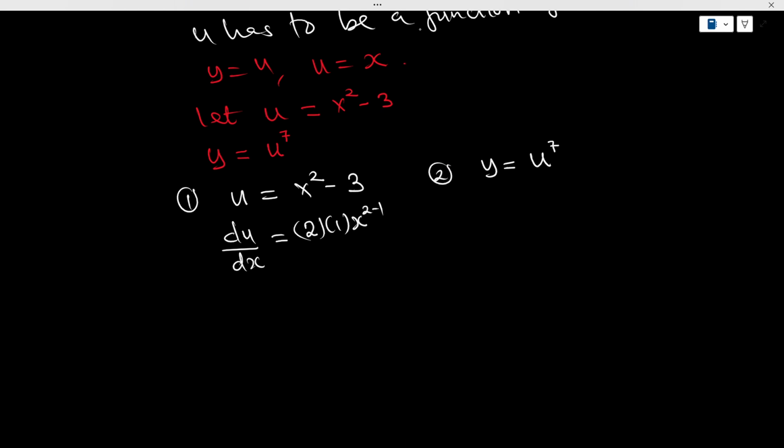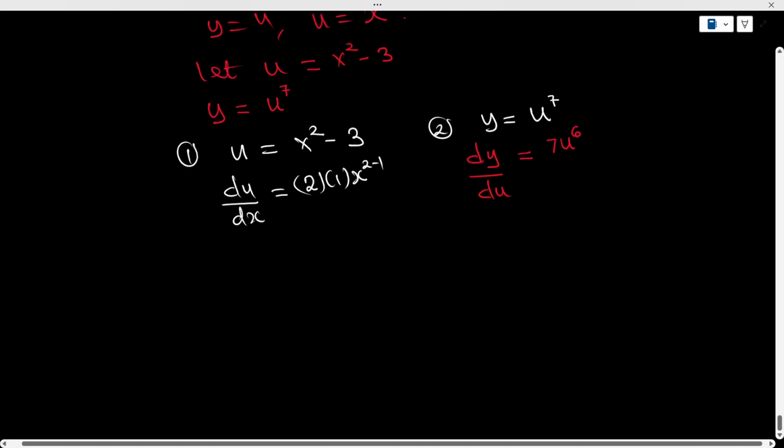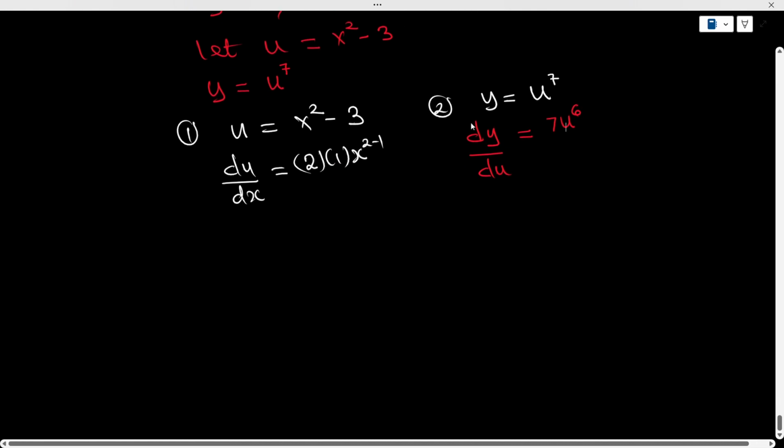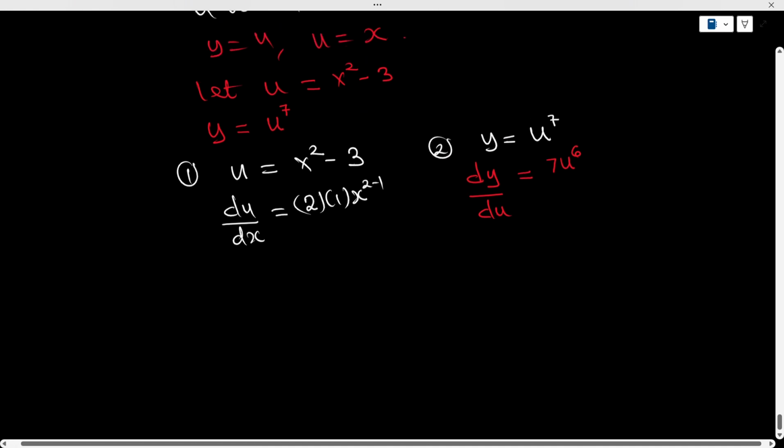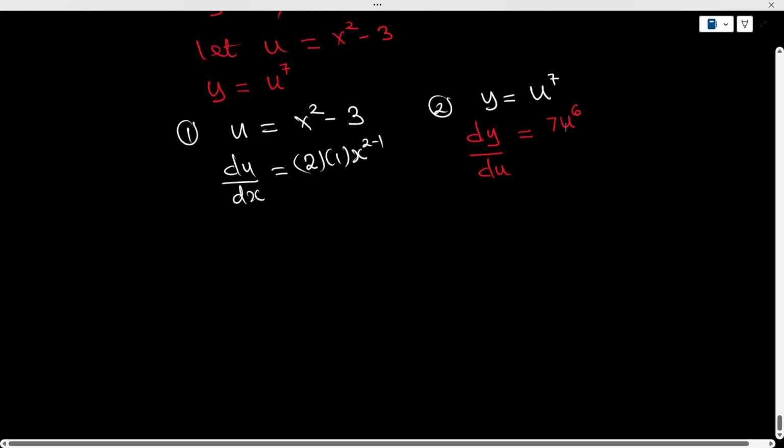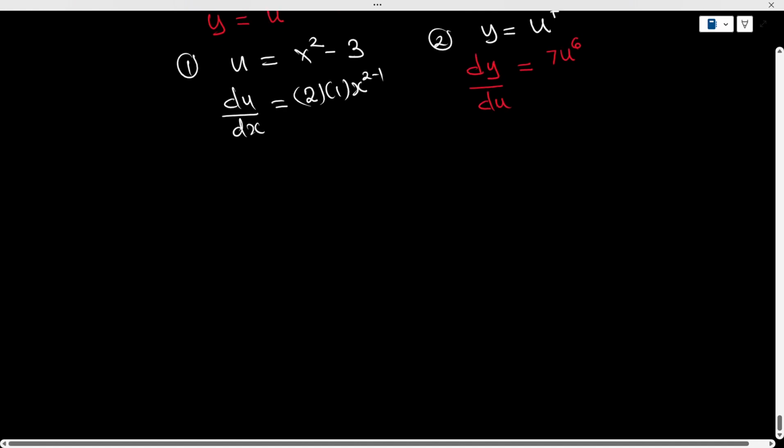And for the second function here, dy over du equals 7u to the power 6. I hope you know how to do that. You can visit the other video where I explained how to find the derivative of a function if you are still struggling with it. Now we are going to put these two together. We're going to find the product of du over dx times dy over du, and that's going to be our answer.